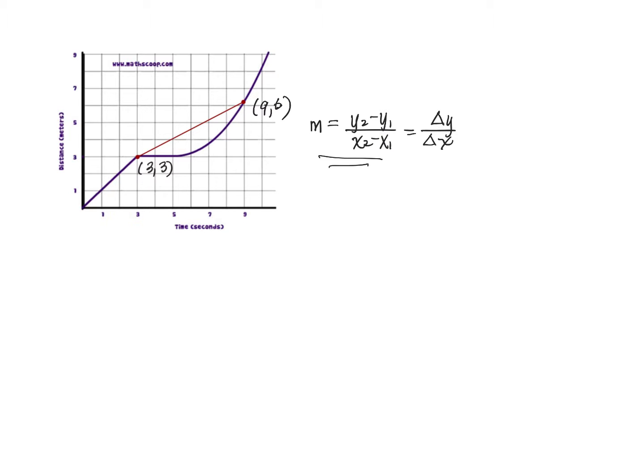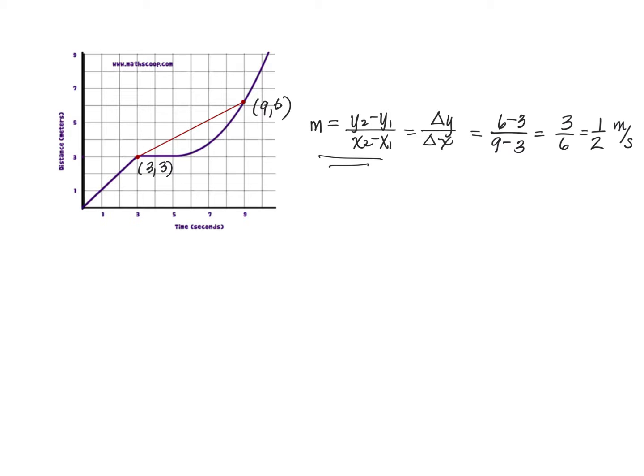So to find the average rate of change, we just take y2, which is 6, minus y1, which is 3, all over x2, which is 9, minus x1, which is 3. And then we simplify that, so we get 3 over 6, which is equal to 1/2. And in this case, we have units. It looks like our units are meters and seconds, so it's changing at 1 meter for every 2 seconds, or 1/2 meters per second. All right, so if we're given a picture like that, it's pretty easy to calculate the slope of the secant line.